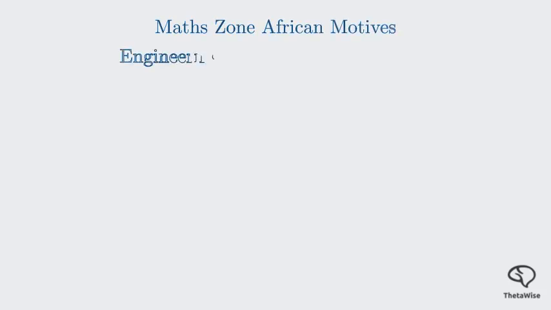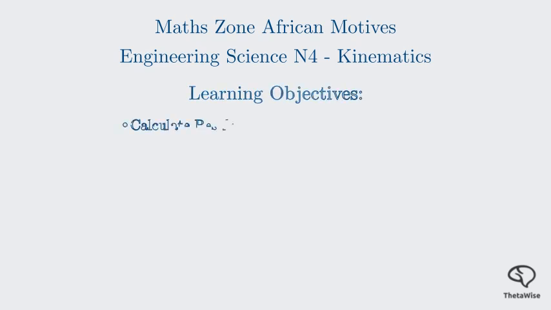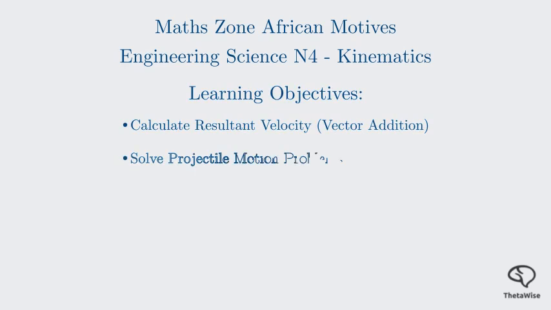In this tutorial, we will be tackling a question on kinematics from Engineering Science N4. Our objective for this video is to teach you how to apply vector addition to calculate resultant velocities and solve projectile motion problems. By the end of this tutorial, you will be able to calculate resultant velocity, find the maximum height and horizontal displacement of a projectile, and solve problems involving relative velocity. Let's begin with our first problem.